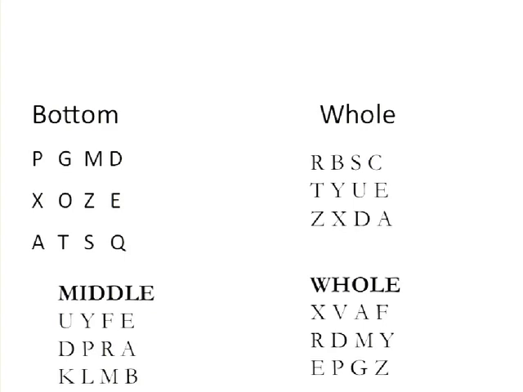The next one, the whole thing, that was the one where I actually gave you more than 2 seconds. RBSC, TYUE, ZXDA. Okay. Believe it or not, not many people get many right, so that's kind of the point of this. Then the middle row is the third one, which should be DPRA. And then the last one was the whole thing, XVAF, RDMY, EPGZ. EPGZ, right.